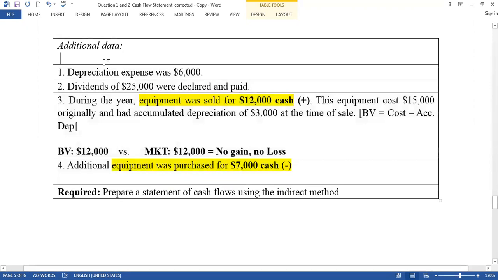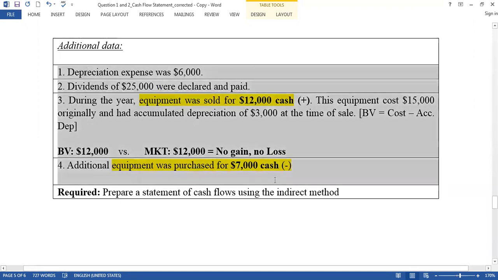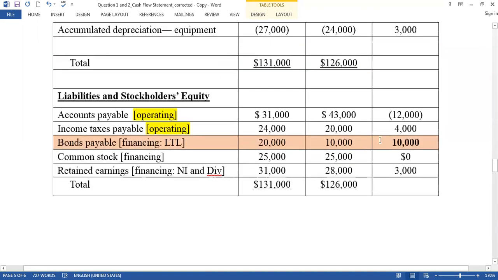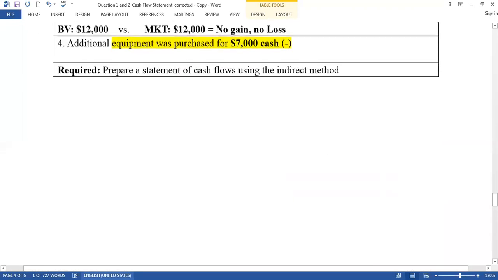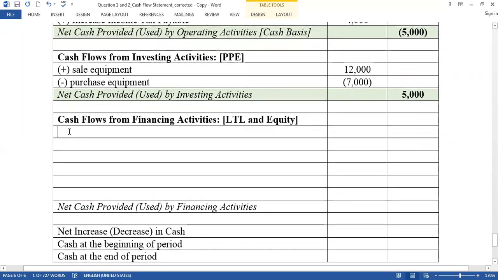So we read the additional information and we did not find anything about bond, right? But the balance sheet says that bonds payable increased $10,000. So we should assume that it is related with cash. So go to the financing activities, it is plus sign. Increase in bonds payable $10,000 plus.